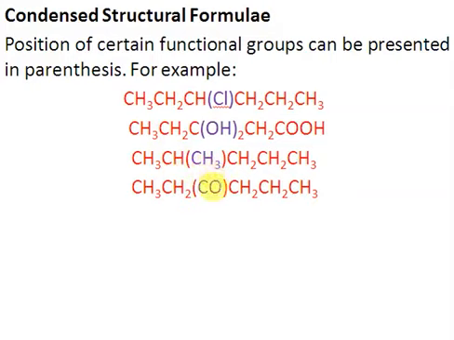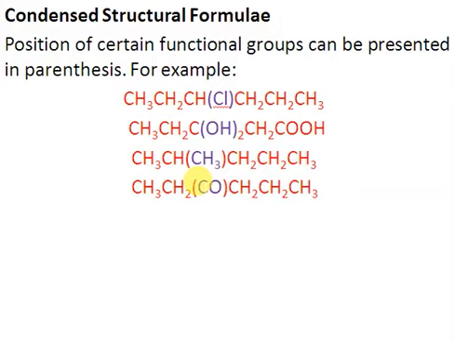So CO, whenever it's written, means a carbonyl group, right? Whenever you have CO written like that, just understand that it's a carbonyl group, and this carbonyl group is attached to this CH2 and this CH2, right? So that means that's a ketonic group. Condensed formulas can be easily written by using parentheses, right?